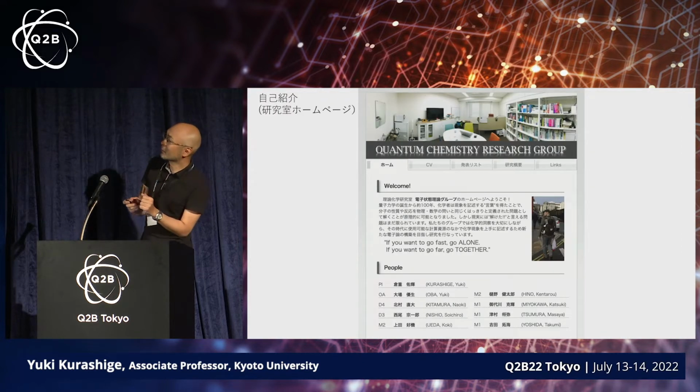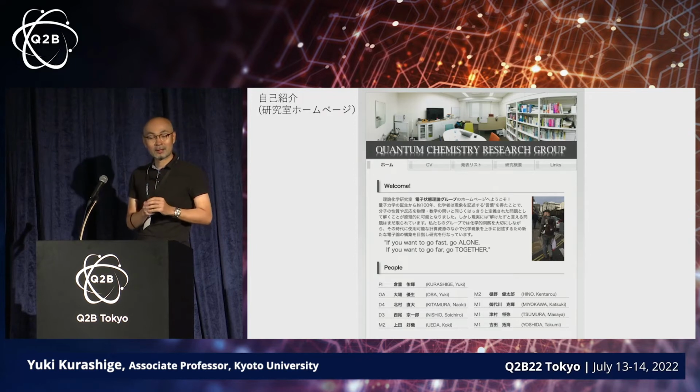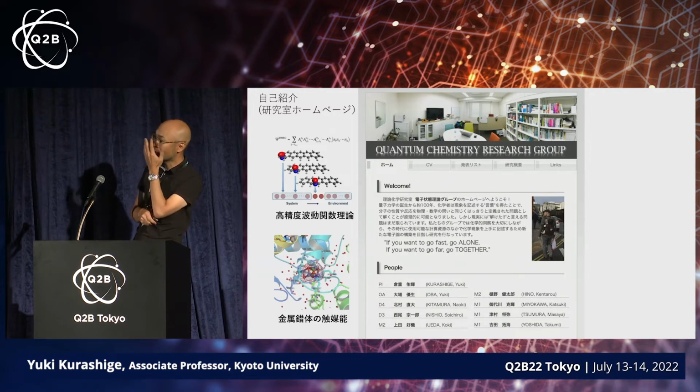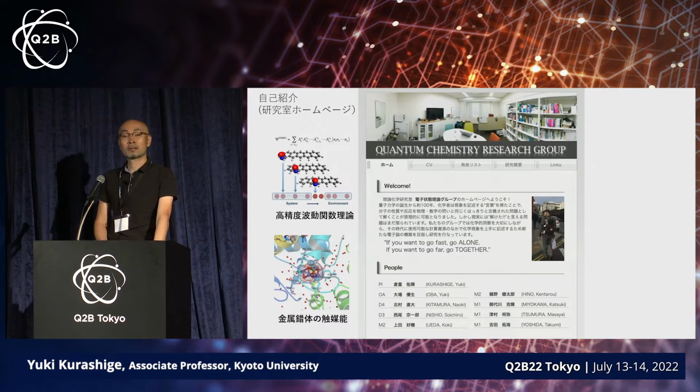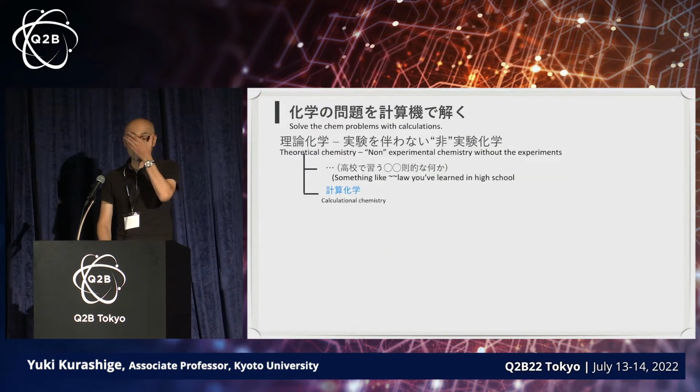So this is an introduction of my lab. This lab is not that big, but I have talented researchers. So the themes of the research are quite diversified. Up until here, a classical computer is used. For example, development of high precision wave function theory, or designing of metal complex catalytic capability. This is really chemistry. And we work on photo energy materials as well as molecular spintronics. And one of those is the development of algorithms, quantum algorithms. I myself am the main researcher on this within my lab as well.